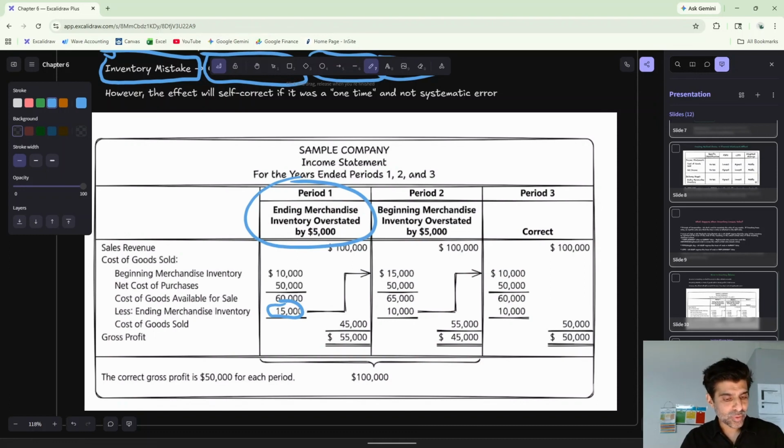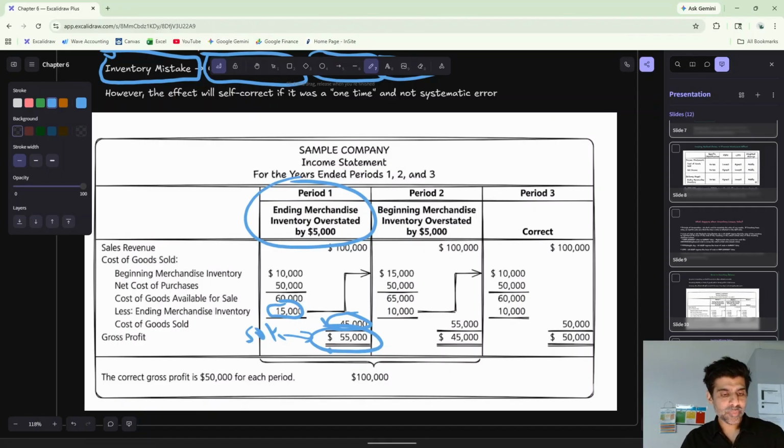So that resulted in a cost of goods sold that was, again, if inventory is too high, cost of goods sold is going to be too low. That means if your cost of goods sold is too low, you're going to show extra profit. So this should have been actually 50K, right? So you're overstating it.